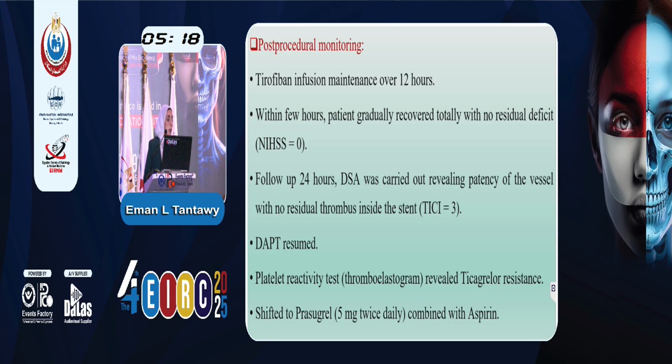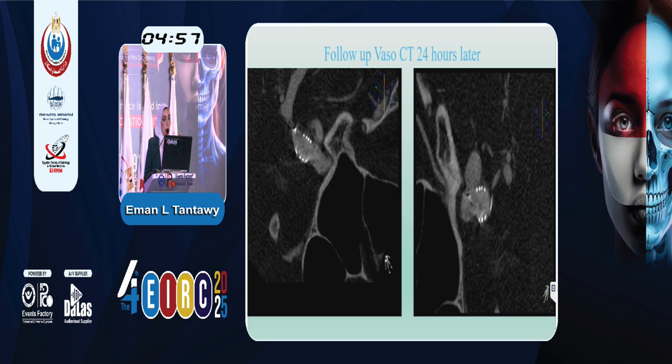But we went for a platelet reactivity test in order to detect what happened, because the patient was already loaded with antiplatelet, aspirin and ticagrelor, and then the test revealed that there was a ticagrelor resistance, so it was shifted to prasugrel 5 milligrams twice daily combined with aspirin instead of the ticagrelor. And the follow-up was CT at 24 hours.